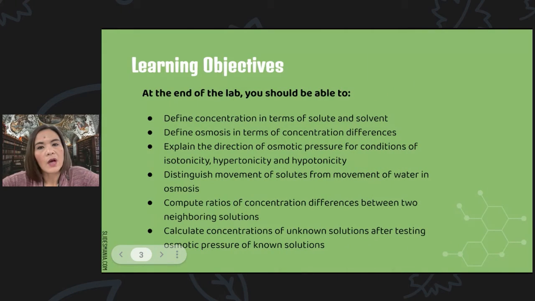So, the learning objectives of this lab are to define concentration in terms of solute and solvent. Additionally, you're going to define osmosis in terms of concentration differences. Also, you are going to explain the direction of osmotic pressure for conditions of isotonicity, hypertonicity, and hypotonicity. You'll also be distinguishing the movement of solutes from movements of water in osmosis, as well as computing ratios of concentration differences between two neighboring solutions. And lastly, you're going to calculate concentrations of unknown solutions after testing osmotic pressure of known solutions.